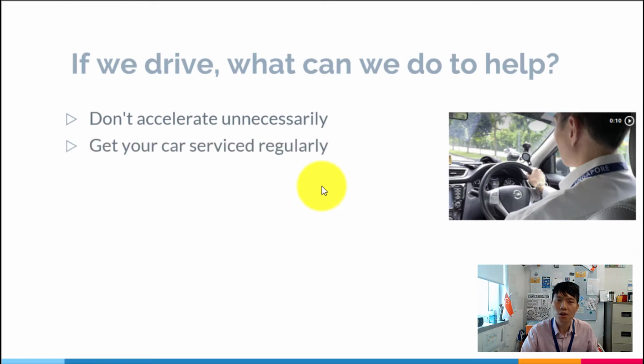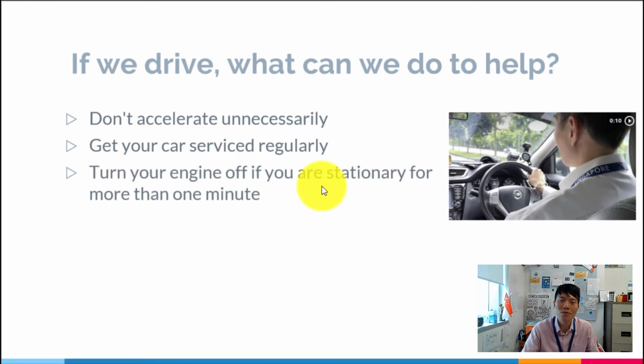Get your car serviced regularly. Once a year, twice a year. Too much, not so effective. Too long, you might save money, but it's not good for your car as well. You may even pay more money next time to get it repaired.